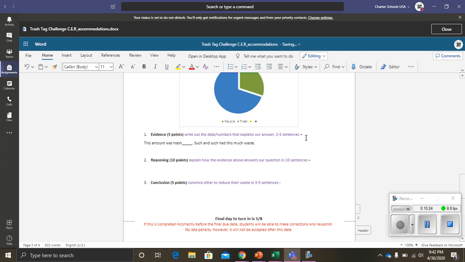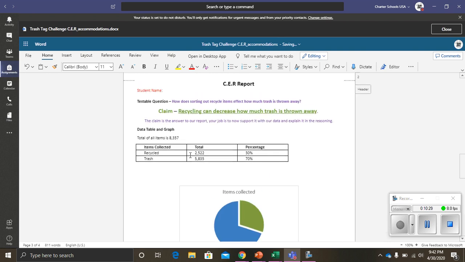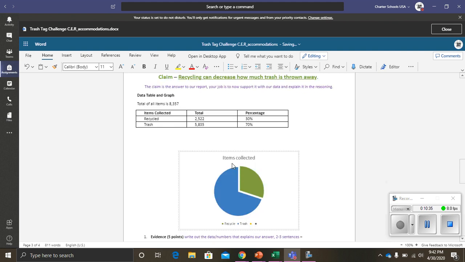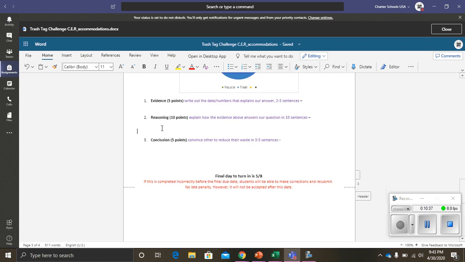Cool. See how I said 2 or 3 sentences? You're not going to talk about all 5 of these numbers. You're not going to talk about all 5 of them. You're going to talk about maybe 2 or 3 of them. Okay? Shortened.